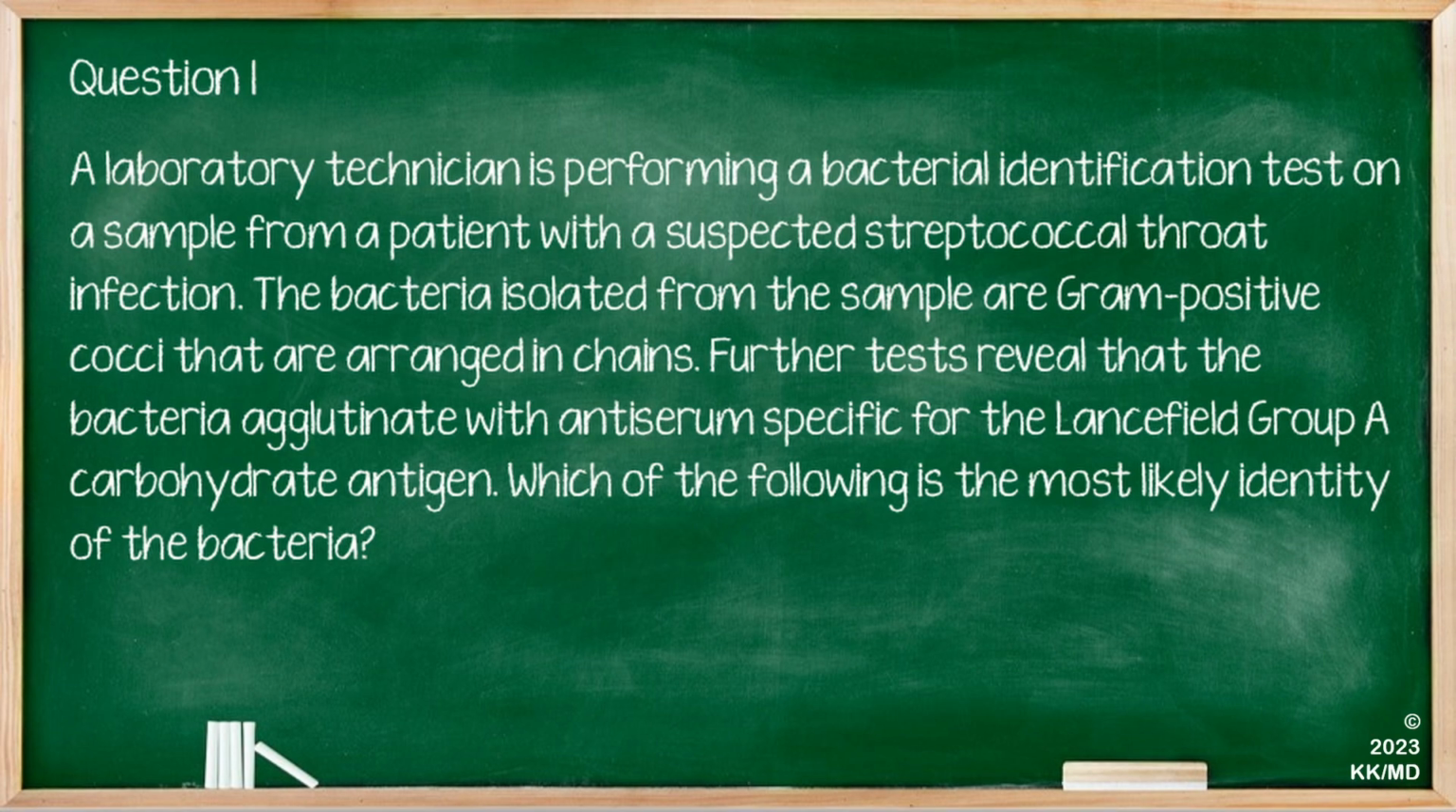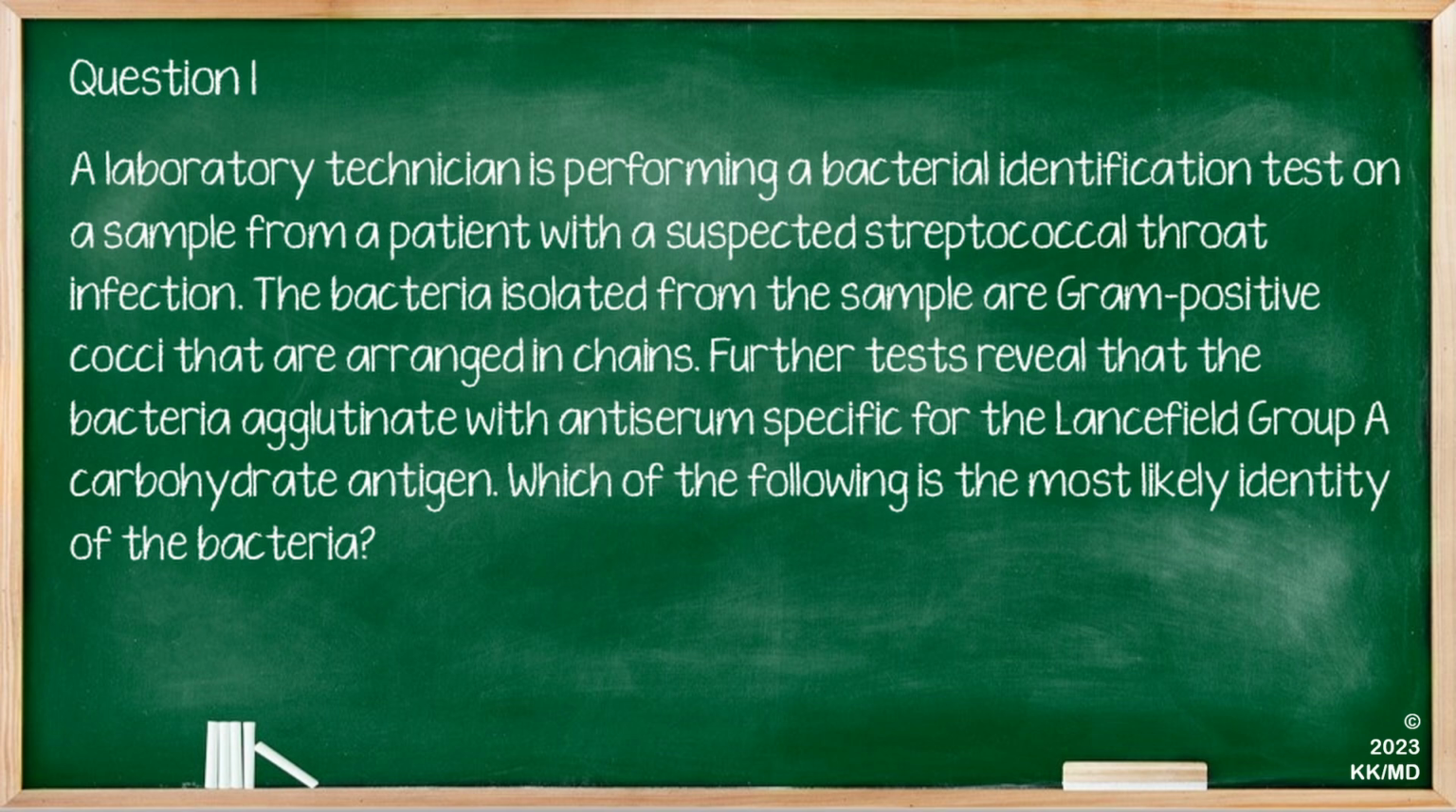So now let's try a question, taking all of that together. A laboratory technician is performing a bacterial identification test on a sample from a patient with a suspected streptococcal throat infection. The bacteria isolated from the sample are gram-positive cocci that are arranged in chains. Further tests reveal that the bacteria agglutinate with antiserum specific for the Lancefield group A carbohydrate antigen. Which of the following is the most likely identity of the bacteria?